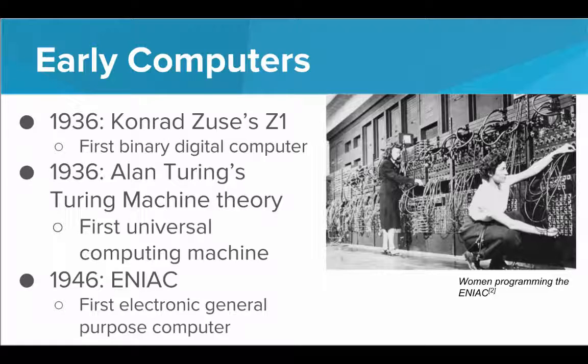Fast forward 10 years, 1946, we have the ENIAC, which is the first electronic general-purpose computer. So this computer, instead of being pre-programmed to only compute one specific calculation, it could be reprogrammed to compute whatever calculation you wanted. And this was huge. This is used for the military to compute different trajectories for missiles. And the people who programmed the ENIAC were all women. Women were the first computer programmers programming the ENIAC.